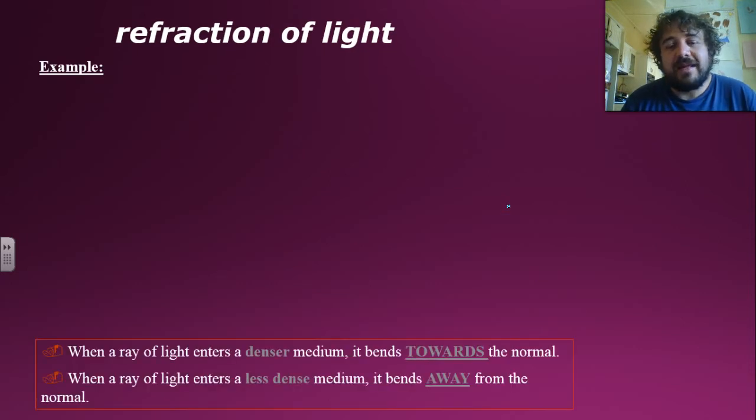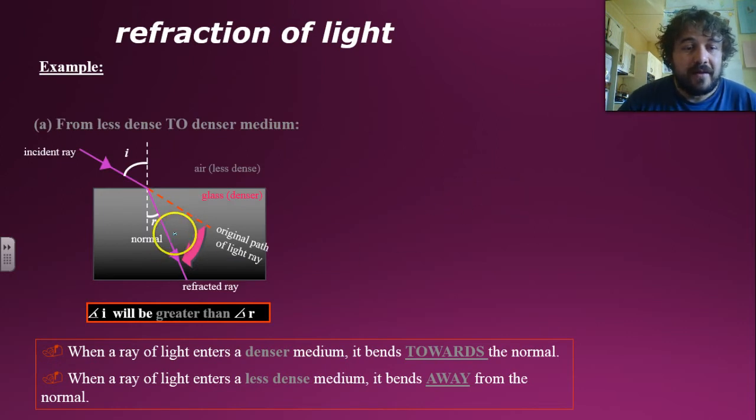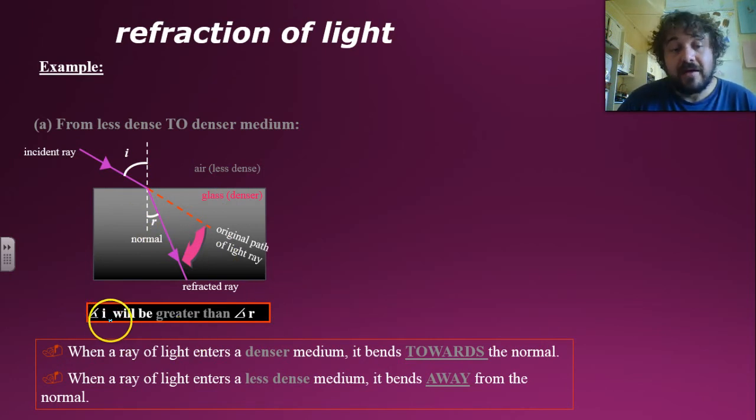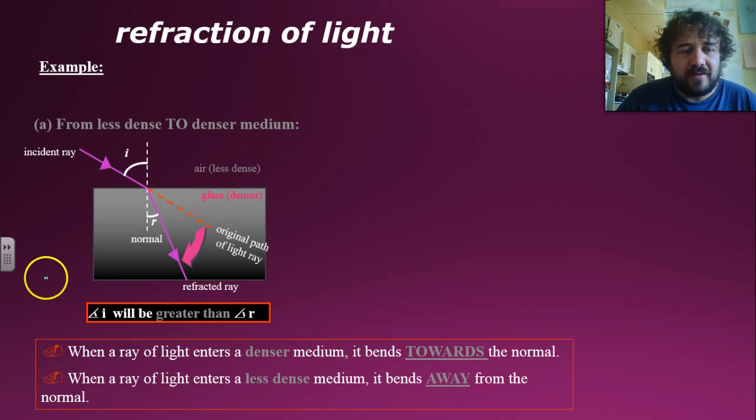So when a ray of light enters a denser medium, it bends towards the normal, and when it enters a less dense medium, it bends away from the normal. Okay, so here it goes from air to glass. There's different density. See, it bends towards the normal, and away we go. Here is theta I, or angle I. Remember, we'd still prefer the term theta, which is that one.